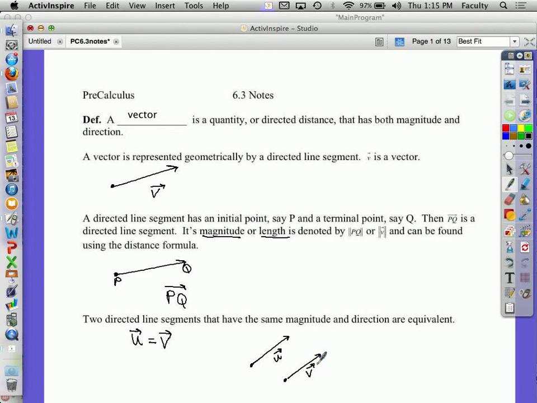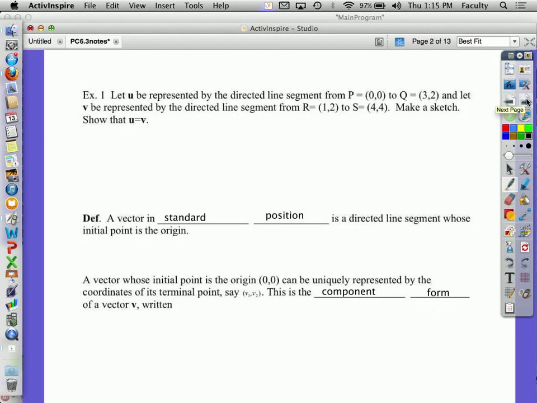Example 1 says, let U be represented by the directed line segment from P is (0, 0) to Q is (3, 2). And let vector V, and I want you to notice that in your textbook and in these notes, a bold letter indicates a vector. I couldn't get the little arrows above it. Now I actually did figure out how to do it, but I already had this in my smartboard. So here we go.